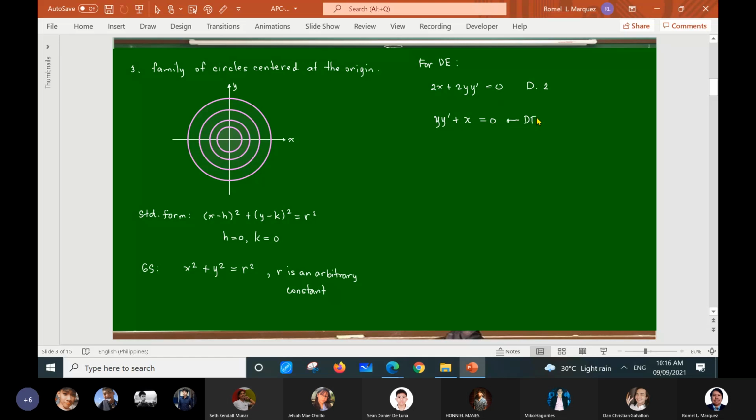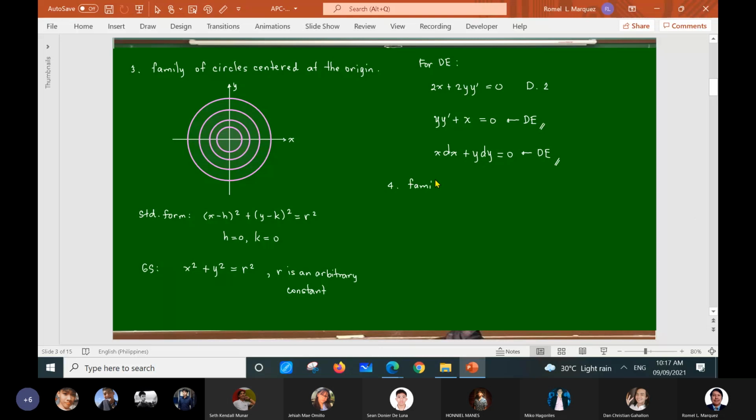In differential form, since this is a first order, first degree DE, I can express this in differential form. Multiply by dx, since this is dy over dx. So we get x dx plus y dy equals 0 as an alternative form. That's the DE corresponding to that. What about number 4?